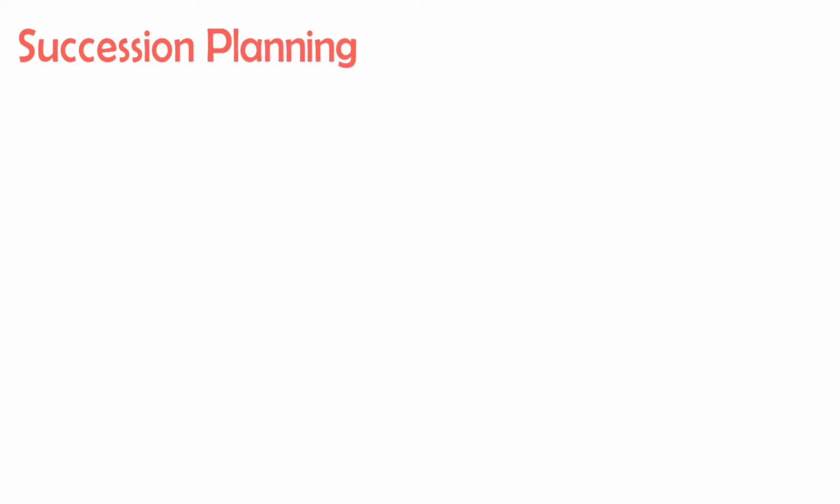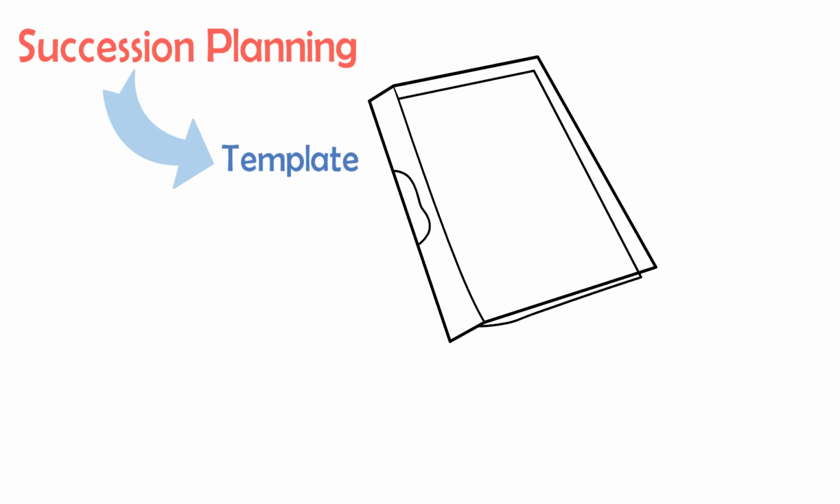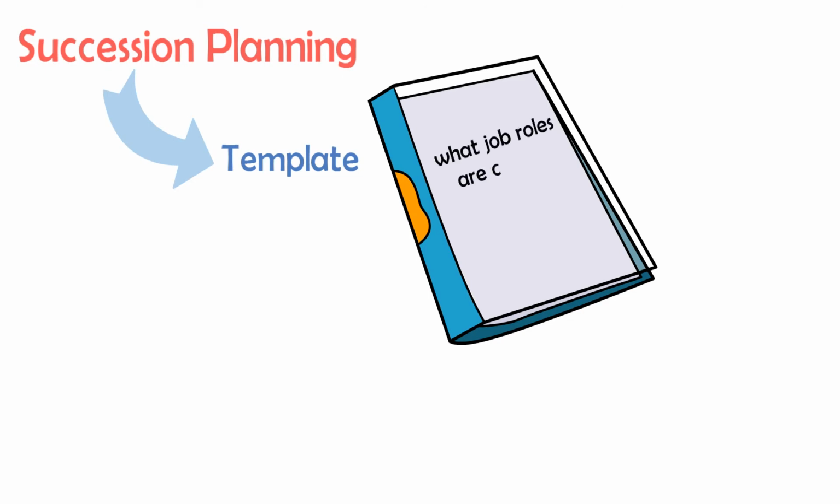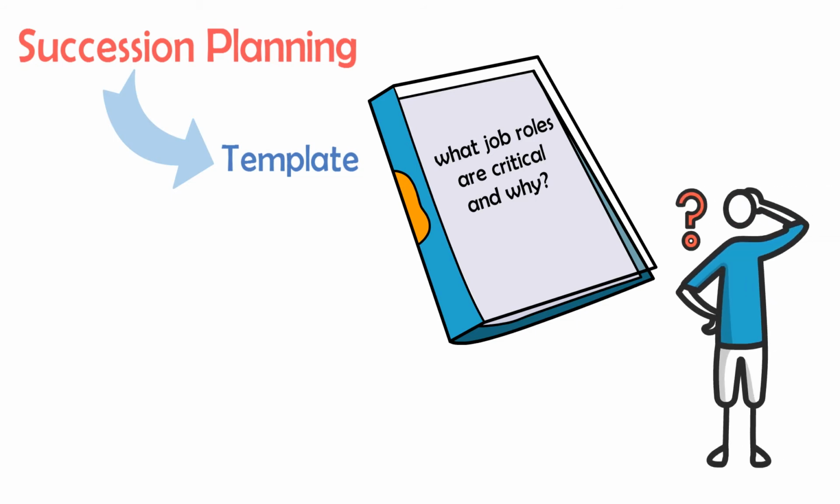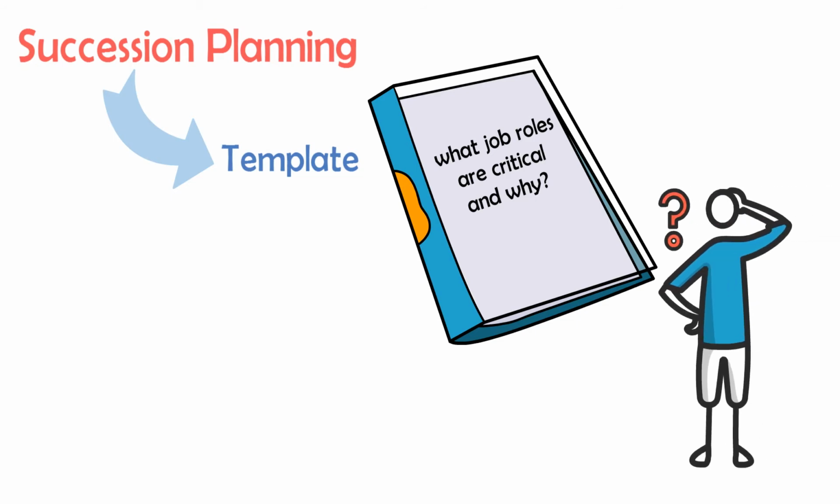Succession planning. The succession planning section of the Toolkit contains the succession planning template to help you document and review requirements. The first step is to consider what job roles are critical and why, and a series of prompts, questions, options and drop-downs are designed to help narrow it down. Guidance for filling in each section of the template is available for you to use.